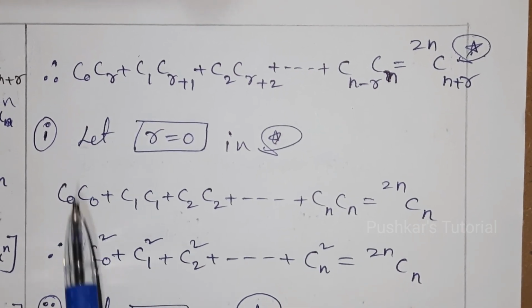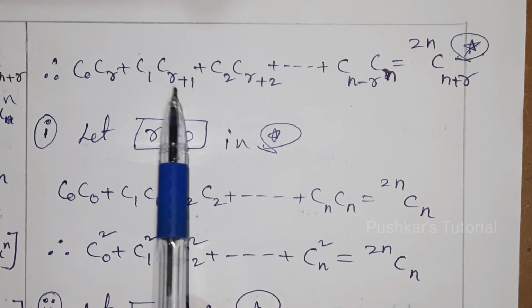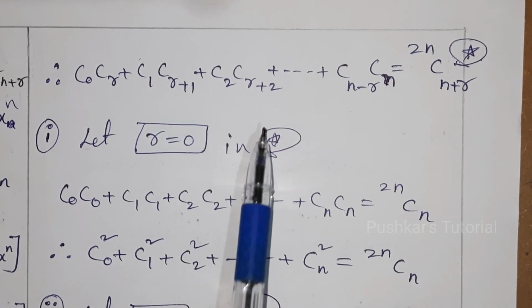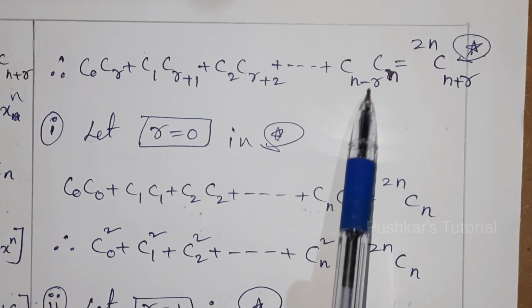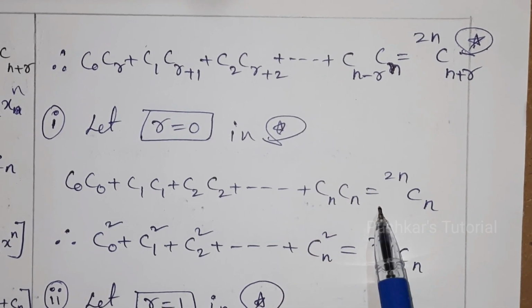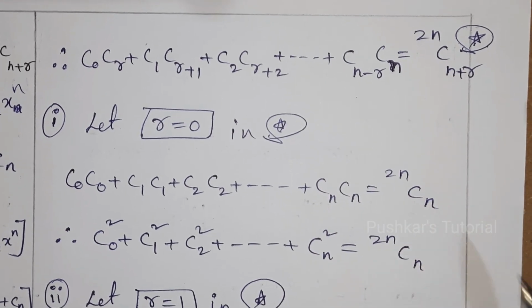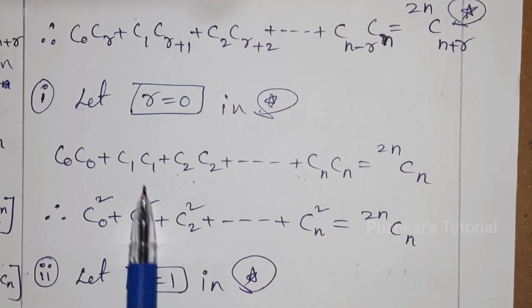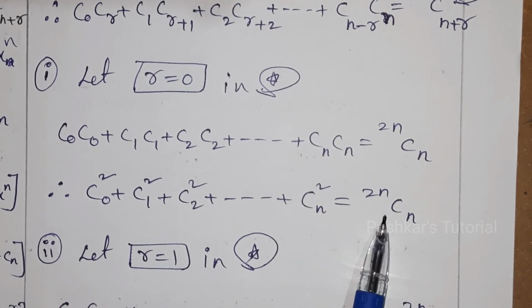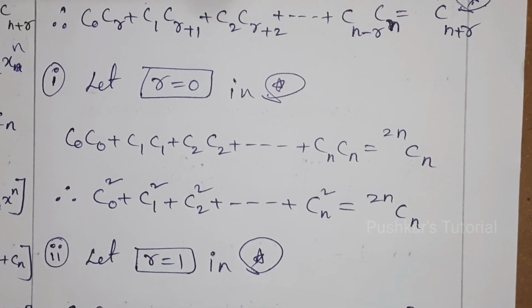C0 C0 plus C1 C1 plus C2 C2 plus and so on, Cn Cn is equal to 2n C n+0, which means n only. So C0 square plus C1 square plus C2 square and so on, Cn square is equal to 2n Cn. Hence proved for the first bit.